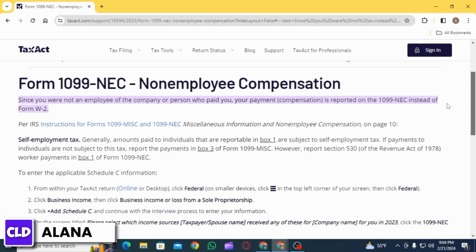Within TaxAct, you can navigate to the section for reporting income. TaxAct will provide you a specific option for entering income from Form 1099 NEC. Choose this option to begin entering the information from your form. Then it is going to prompt you to enter the total amount of non-employee compensation reported on your Form 1099 NEC. Input this amount accurately.